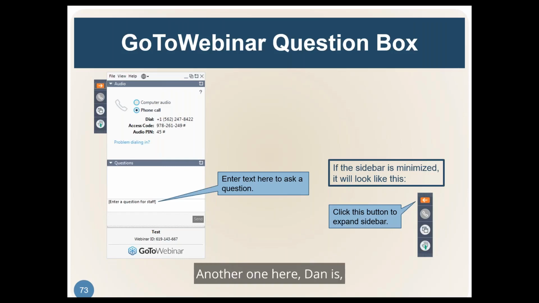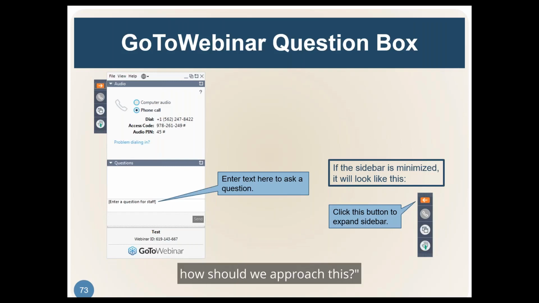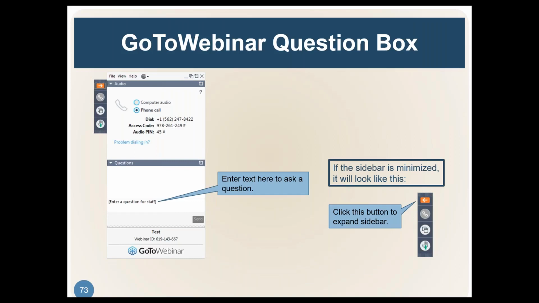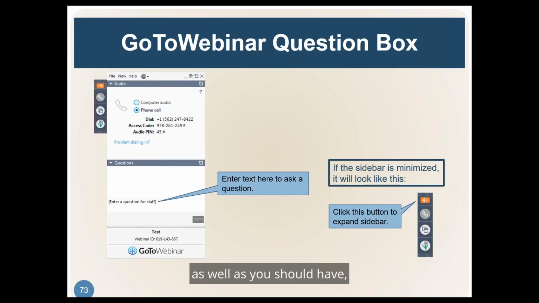Okay, great. Another one here, Dan, is we tracked the CARES and ARPA spending, but our system isn't set up to track this for households. How should we approach this? I'll take this one. So it's expected in this report that you should be able to identify households that received ARPA and CARES funds uniquely to be able to report on them. But if for some reason you didn't track them as well as you should have, we've seen grantees or advised grantees to try to find a solution.